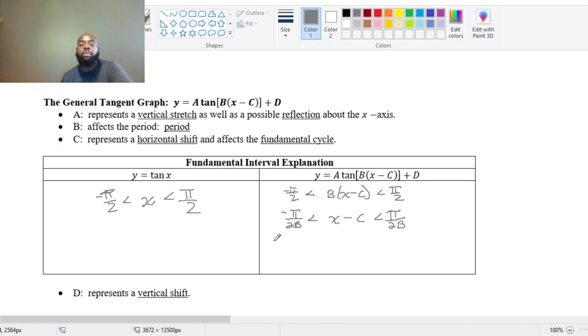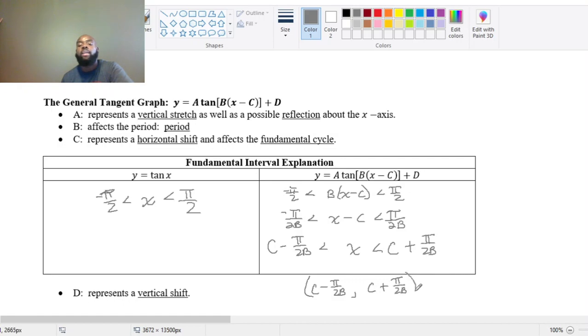Then I can add c to both sides. So I have c minus pi over 2b. You can write negative pi over 2b plus c, but I want my c first. And then I have c plus pi over 2b. So my fundamental cycle is actually going to range from c minus pi over 2b to c plus pi over 2b.